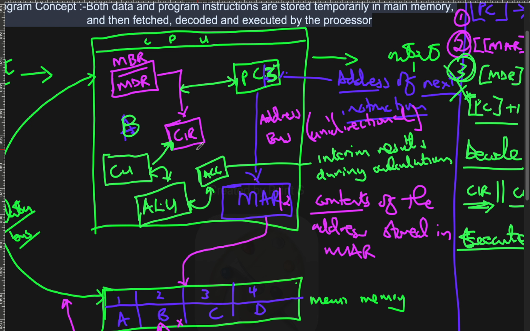Then we spoke about the CIR, which holds the programs currently being decoded or currently being executed. Then we mentioned again the accumulator, which stores the interim results during calculations. And it always works hand in hand with the ALU, which is the arithmetic and logic unit.